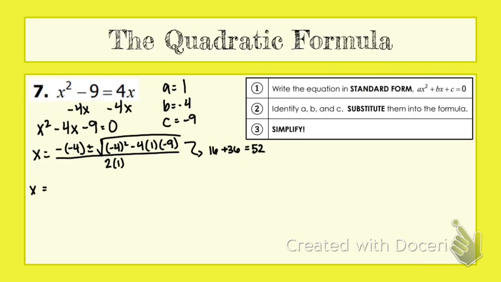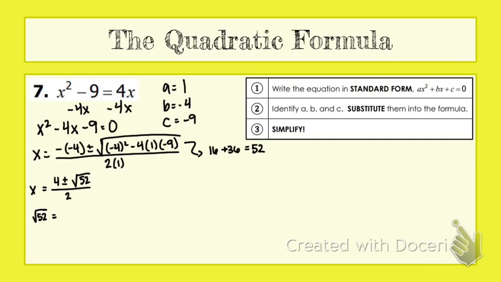So we have negative 4, that's positive 4, plus or minus the square root of 52, because that's what we simplified the stuff under the radical to be. And then 2 times 1 is 2. So this is why we learned how to simplify radicals, because 52 is not a perfect square. So we're going to take the square root of 52 and we're going to simplify it by using perfect squares.